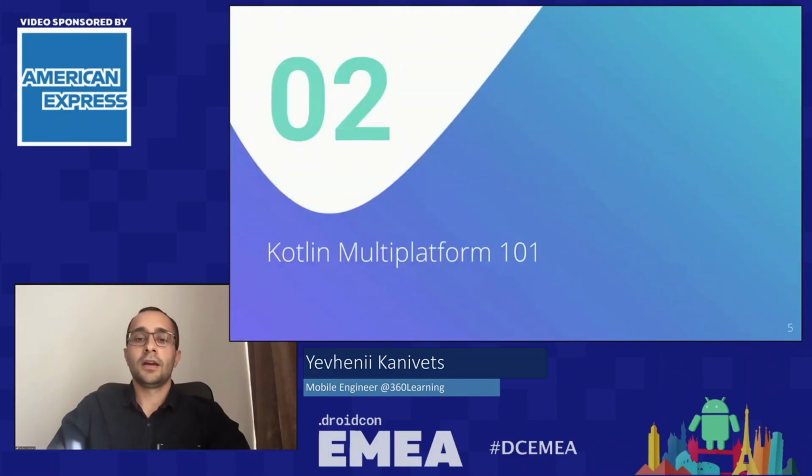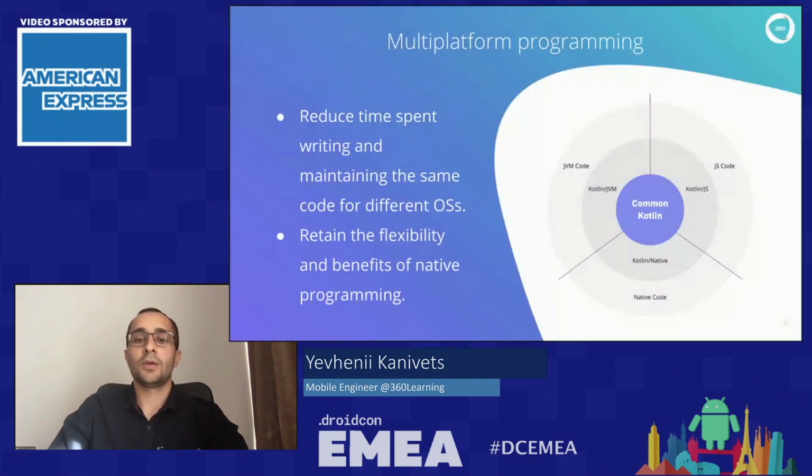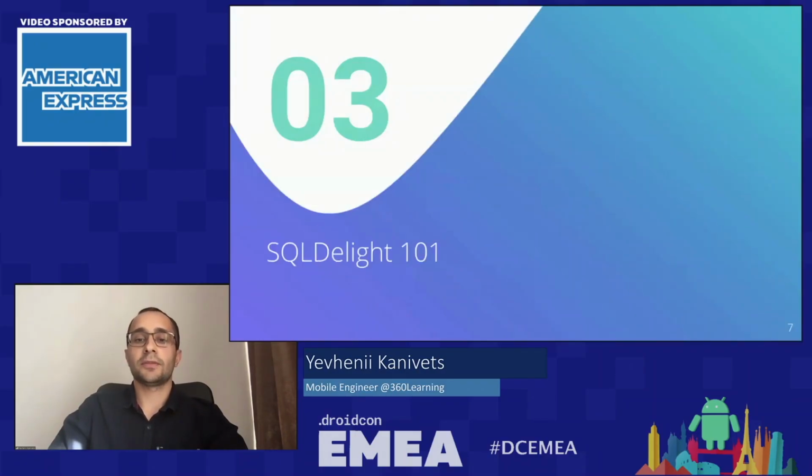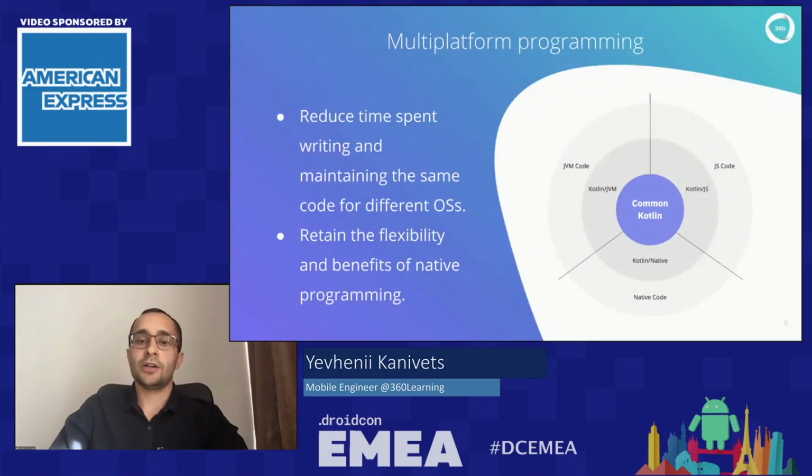First, let's make sure that everybody is on the same page, and we are starting from the Kotlin multi-platform, which is a technology for sharing the common code between different platforms. It has been developed by JetBrains and now passed to alpha stage. Some companies, including 360 Learning, are already using it in production because it reduces time spent writing and maintaining the same code for different operating systems, while retaining the flexibility and benefits of native programming.